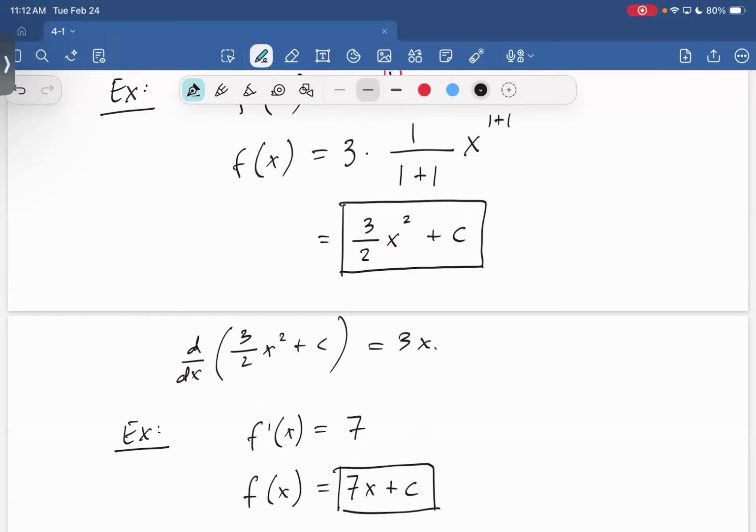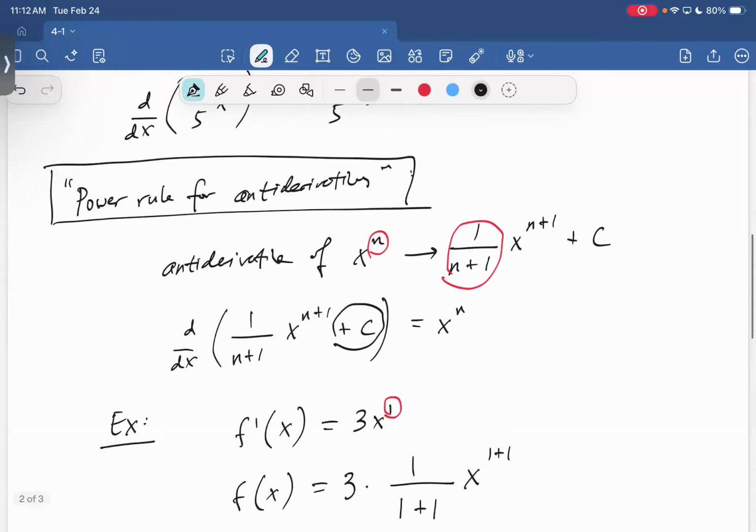If you take 3 out, you get 1 over 2 plus 1. What's the original equation this time? The original equation's here. You plug in n, so n is 1. It's 2 plus 1, then plus 1, 2/3 x cubed plus c. Plus c. I got it down.